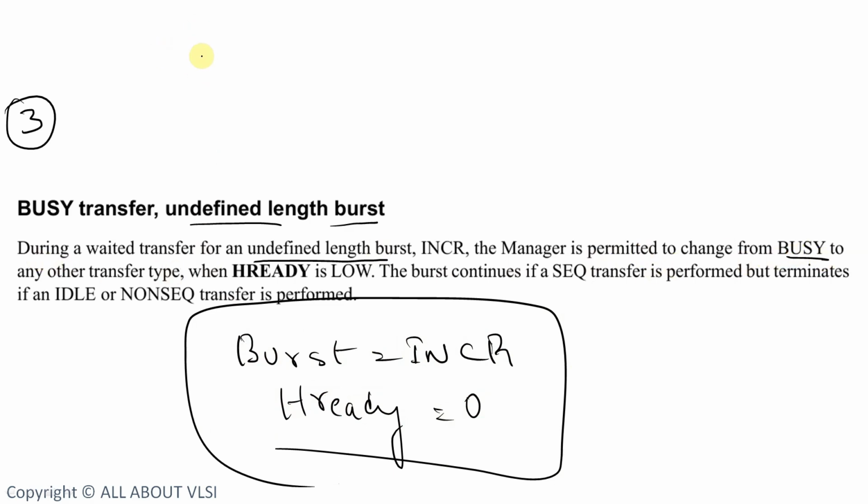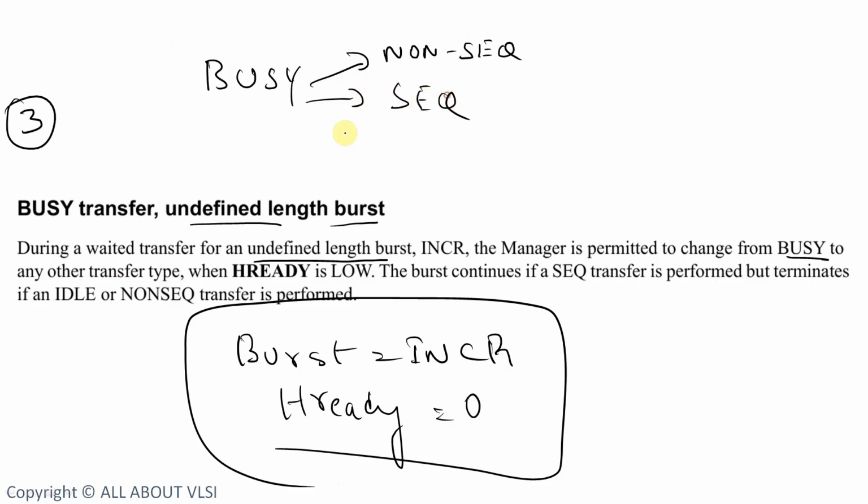So the master is allowed to change the transfer type from busy to, it may change it to non-sequential, or it may be changing it to sequential, or it may be changing it to idle.